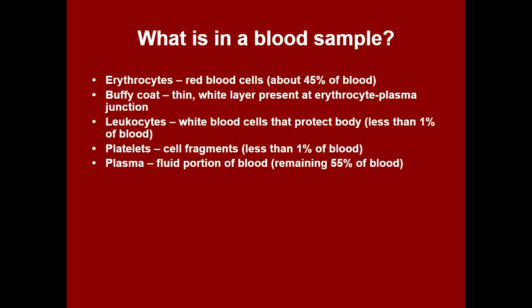You're also going to find less than 1% platelets, which are pieces of cells. So they're fragments of cells, and later we'll talk about what those platelets do. And then the remaining 55% is going to be plasma, which is that fluid portion of the blood.